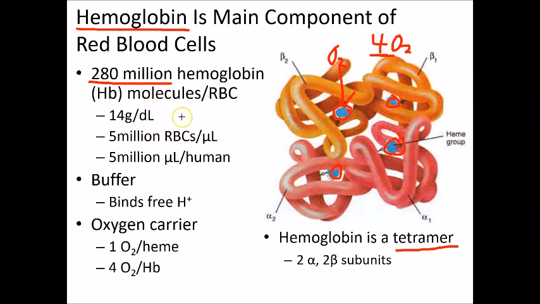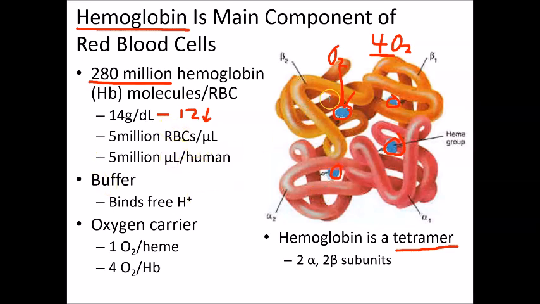A couple other things come with hemoglobin then. We measure it like other proteins in grams per deciliter, and a normal hemoglobin is 14 grams per deciliter. For most people, once you get to 12 or below, you have anemia. Again, we have 5 million red blood cells within a microliter of blood, and we have 5 million microliters of blood within a human. So it's some pretty big numbers.